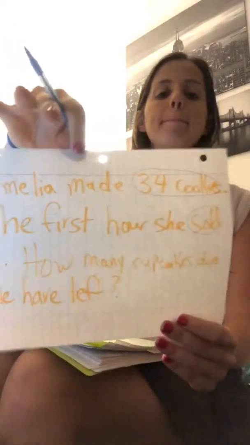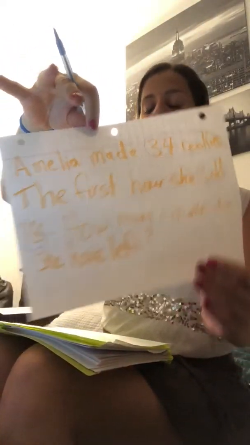My second step tells me to circle the important information, numbers and labels. So I always tell my kids the number and what the number is representing is important to circle. So in this problem, 34 cookies I would circle, and she sold 18. So just clearly just like that, circling what my important information is.